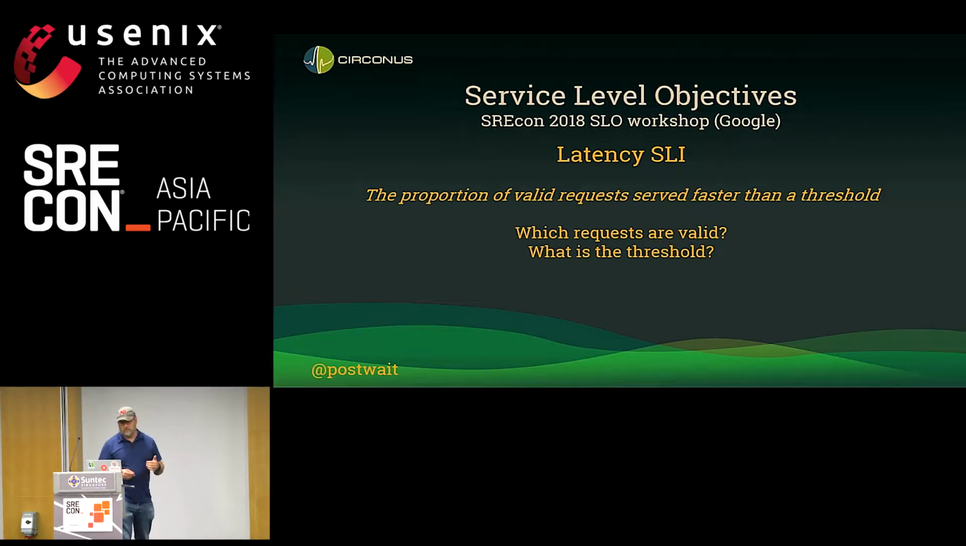So the question is, which requests are valid? I would argue that this is 2XX codes and 3XX codes in your website. It depends on whether or not you're servicing web. We do a lot of distributed database work, so there are no 2XX codes. It's all queries. So queries that have no error messages back to the users, the ones that return 0 or more tuples successfully. We measure the latency of those and establish our objectives around that.